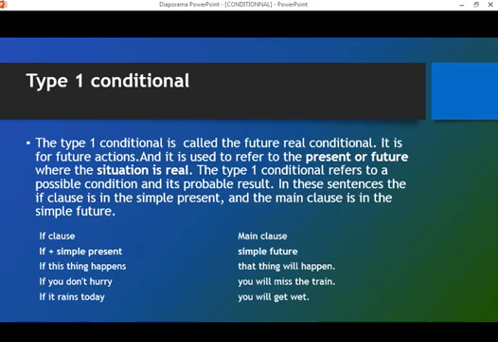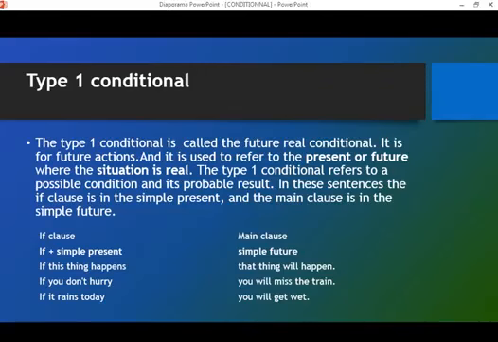Now we move to the other type of conditional, which is type 1. The type 1 conditional is called the future real conditional. Okay, it is for future actions, and it is used to refer to the present or future where the situation is real.